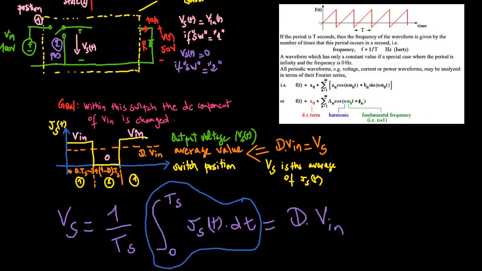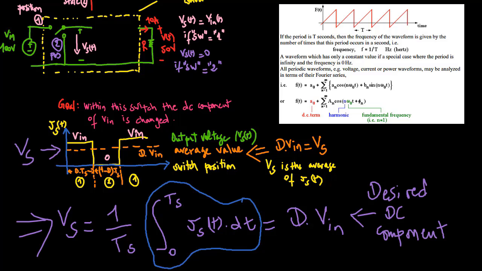In addition to the desired DC component Vs, the switch output voltage waveform vs(t) also contains undesirable harmonics of the switching frequency. In most applications, these harmonics must be removed, such that the output voltage v(t) is essentially equal to the DC component Vs. So, a low-pass filter can be employed for this purpose.